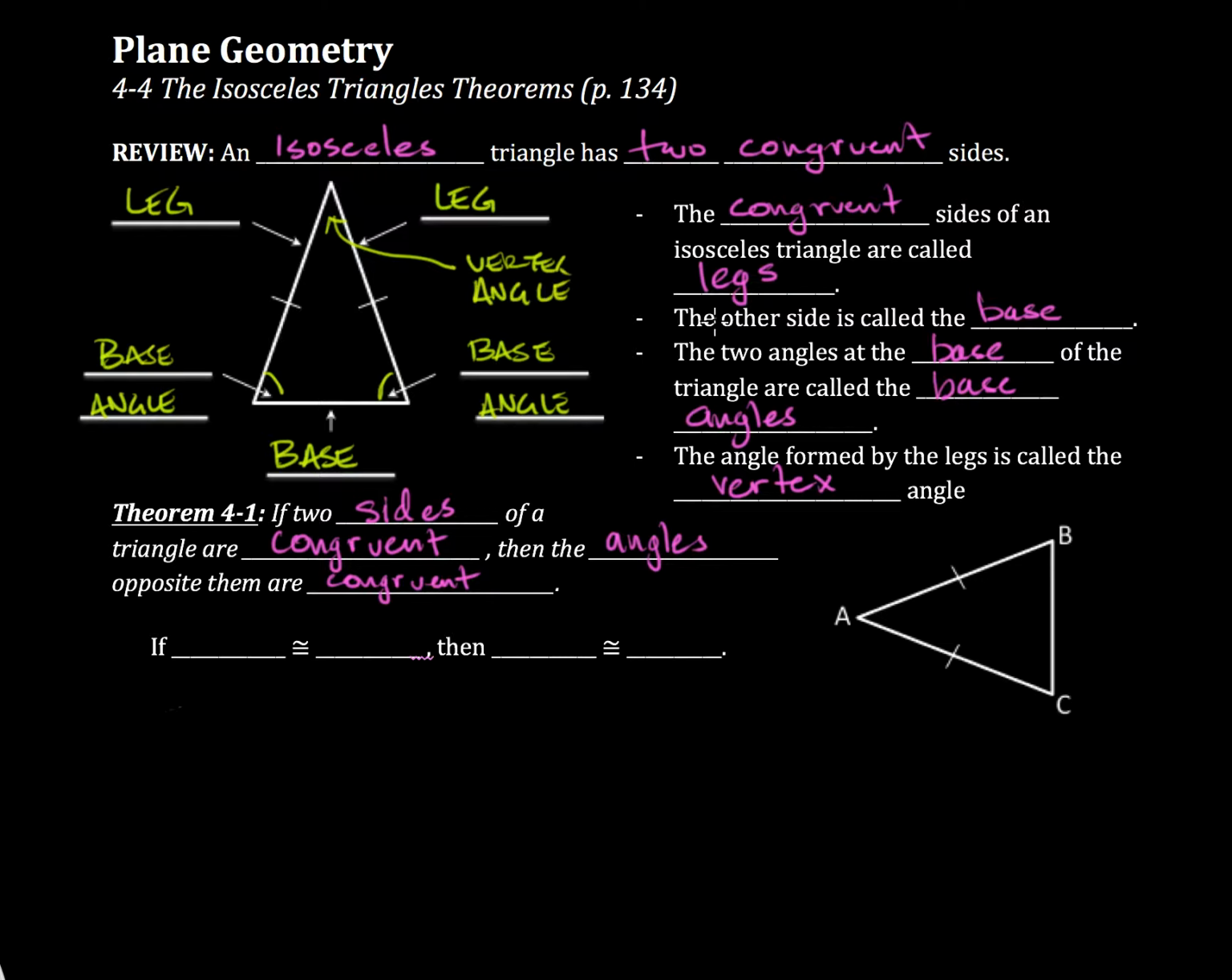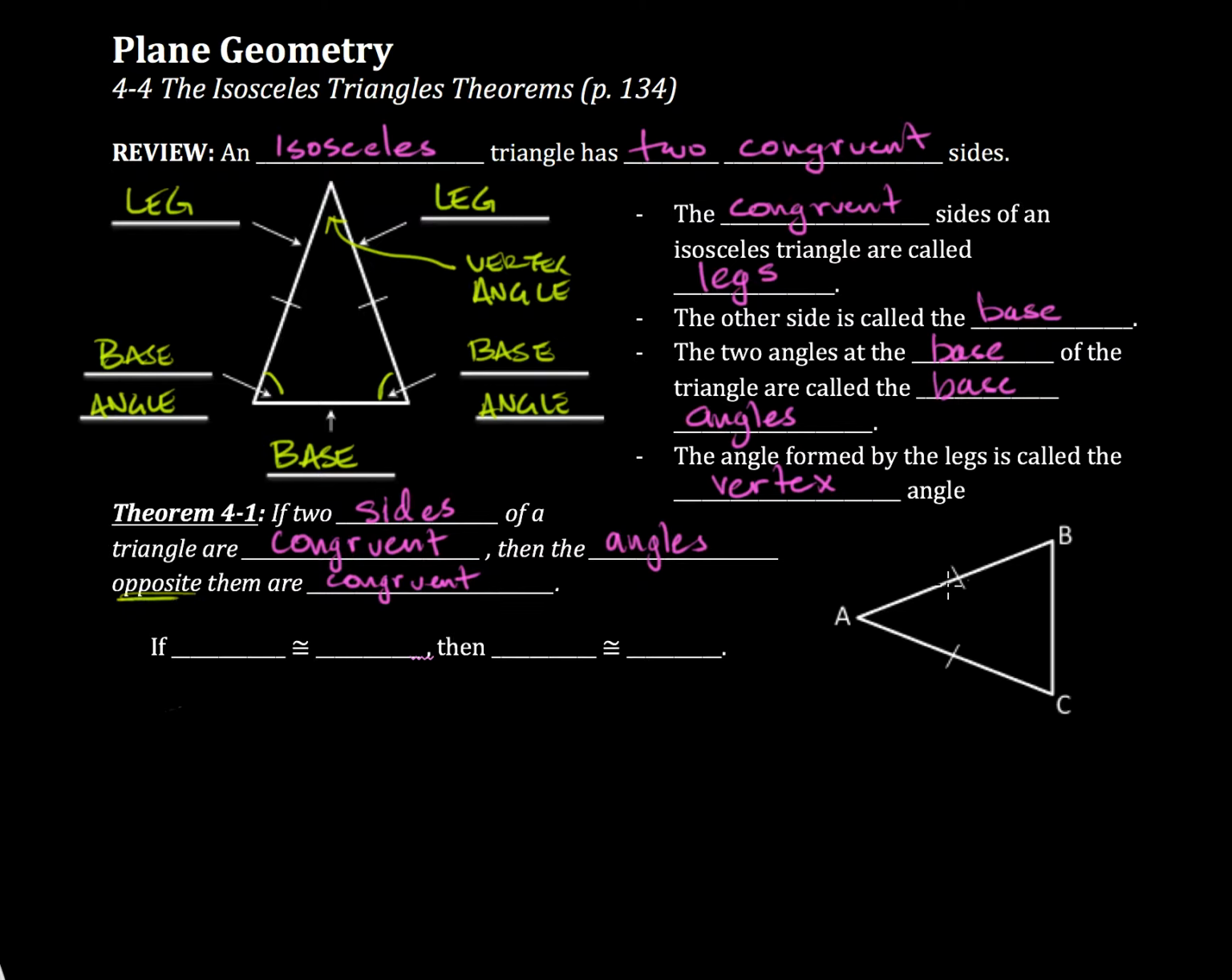Now, all those terms are going to be important for you to know and remember, because we're going to talk about some of those things as we learn some special theorems that apply only to isosceles triangles. So first of all, down here, Theorem 4-1, it says if two sides of a triangle are congruent, then the angles opposite them are congruent.